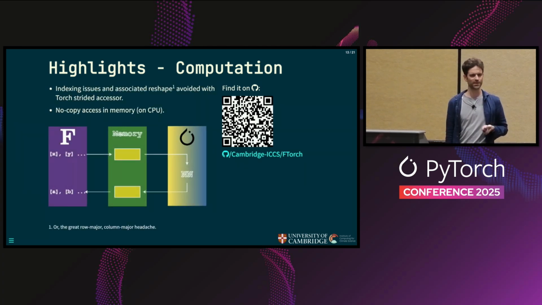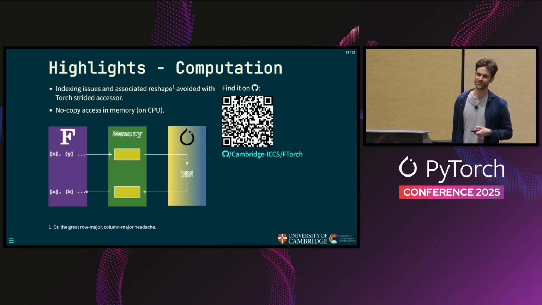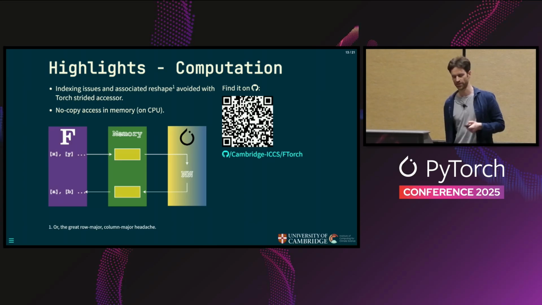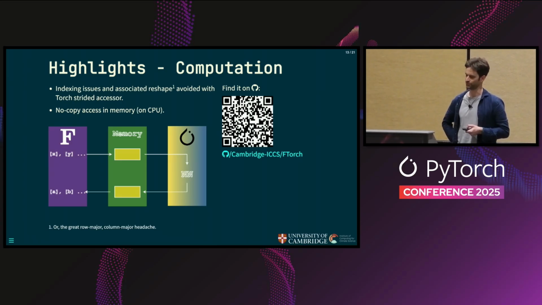And one thing you might be thinking of is that Fortran is very different to Python, and indeed it is. There's this headache with how arrays are expressed in memory. Fortran is a column major language, C++ and Python are row major. So we avoid this whole headache by using the torch-strided accessor, which abstracts all of this away from users.